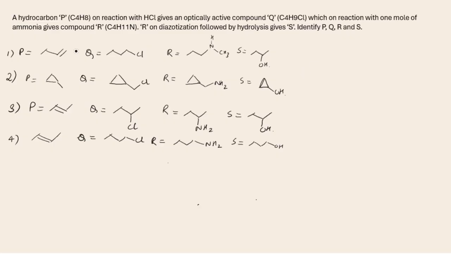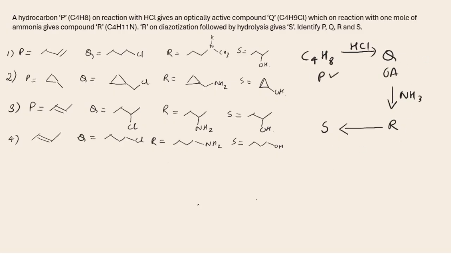The next question is, a hydrocarbon with the molecular formula C4H8 is treated with HCl and it is forming compound Q, which is also optically active. And this halo compound, when it is treated with 1 mole of ammonia, so the halogen is being removed by the NH2, therefore it's forming an amine and its formula is R. And this upon diazotization is forming an alcohol S. So we are supposed to identify what are these P, Q, R, S.